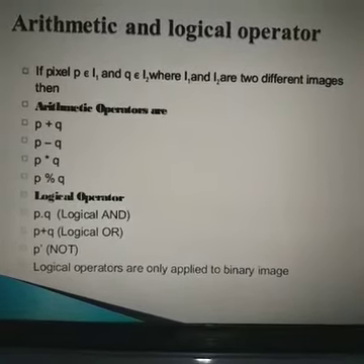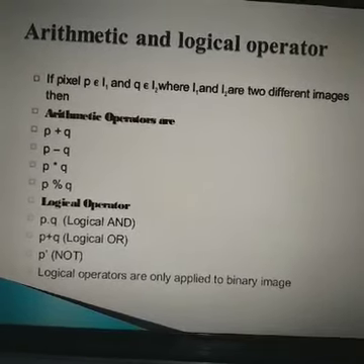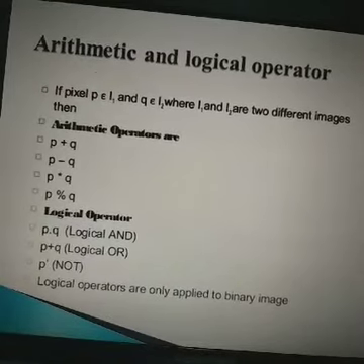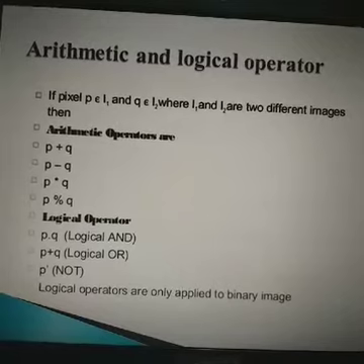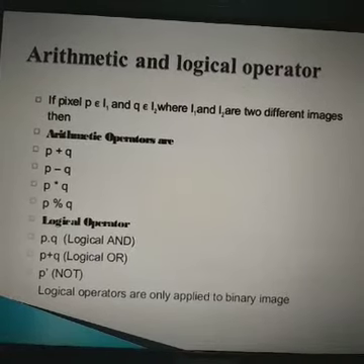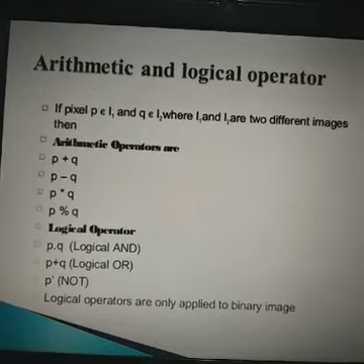If any pixel value belongs to the first image or the second image, where the first and second images are different images and not connected with each other, how can we apply the various operations on them? We can apply the operation by adding the two images. If we have two images, we can combine those images easily.